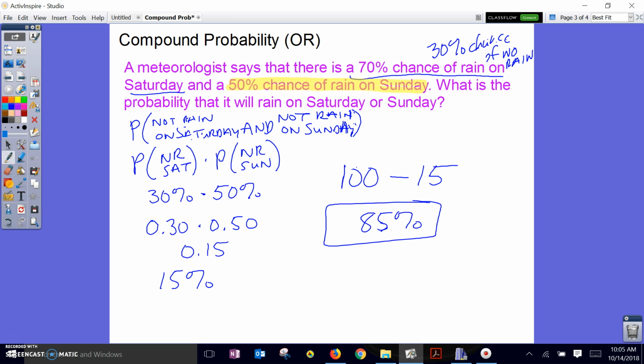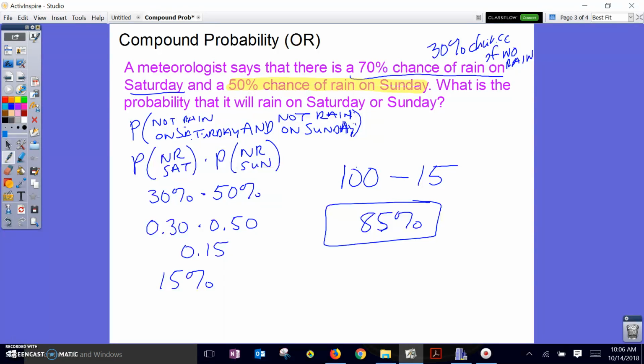Let's think about that from a logic standpoint. So it has to be more than 70%, but it also has to be less than 100% because nothing can happen at more than 100% probability. So we know that our probability that it will rain on Saturday or Sunday has to be in between 70 and 100%, and this is how we get the calculations to do so.